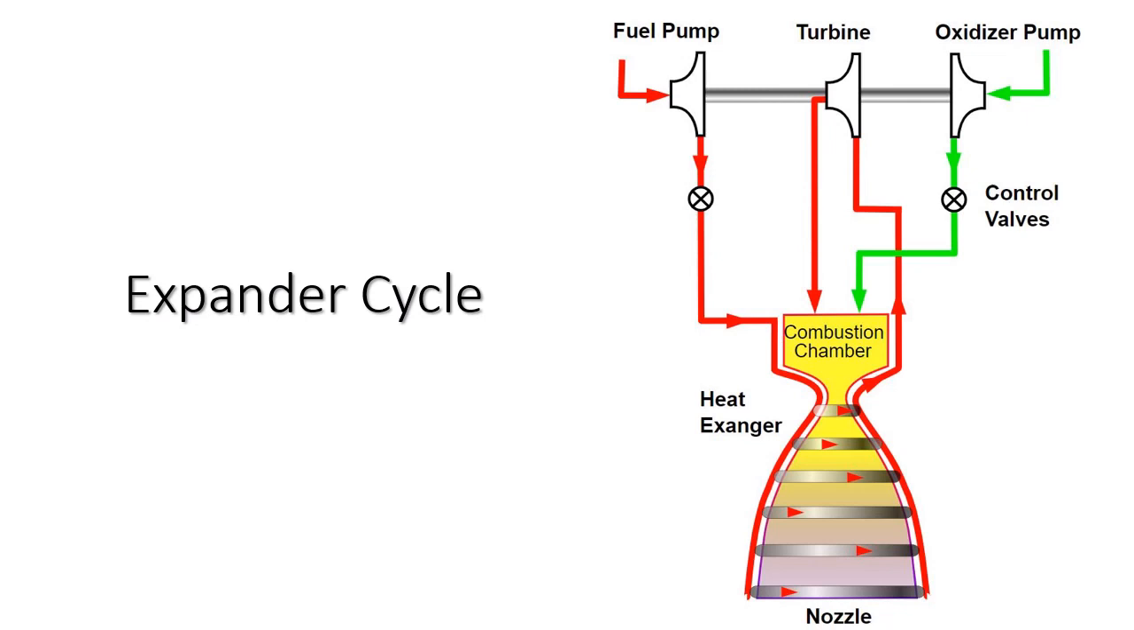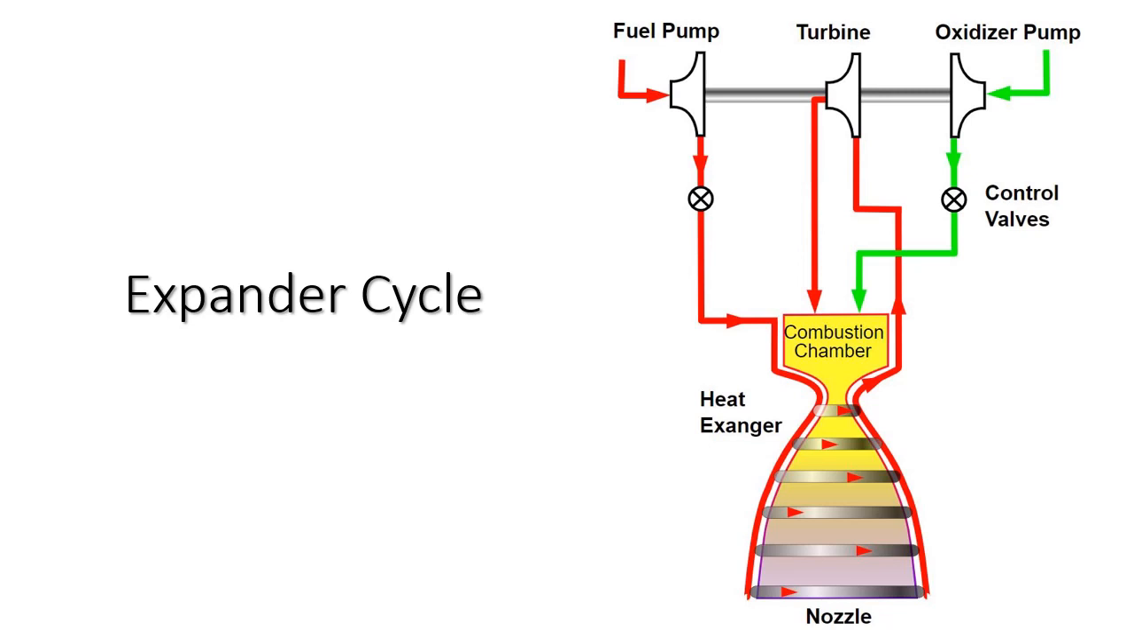Let's come to the expander cycle. It uses a very clever design. The fuel, which is in cryogenic state, first is bumped into the walls of the converging diverging nozzle. This turns the liquid fuel into gaseous state and is used to turn the turbine, which also turns both fuel and oxidizer pump. And later, the gaseous fuel is fed into the combustion chamber.